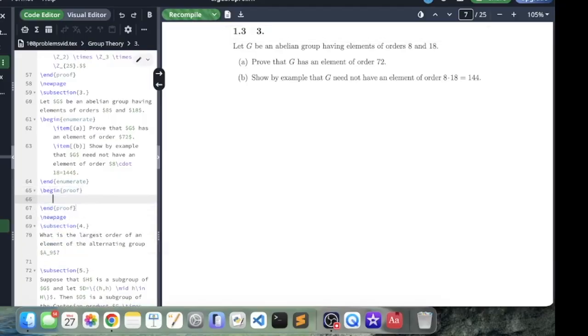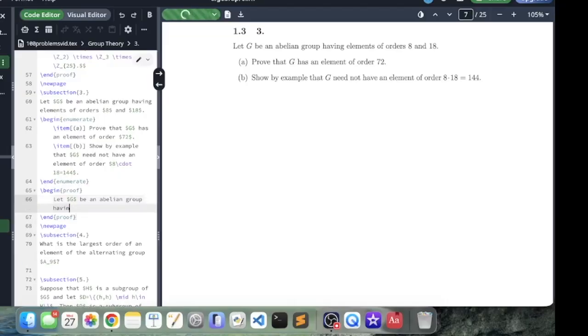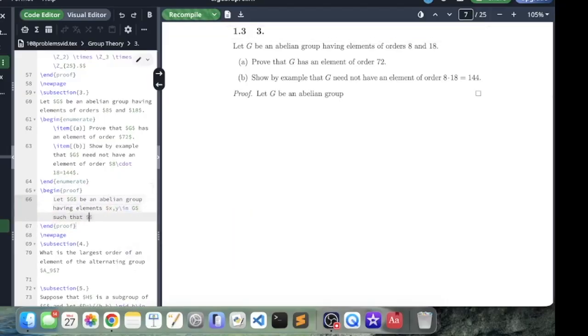Begin proof. Let G be an abelian group having elements x and y in G such that the order of x is 8 and the order of y is 18.